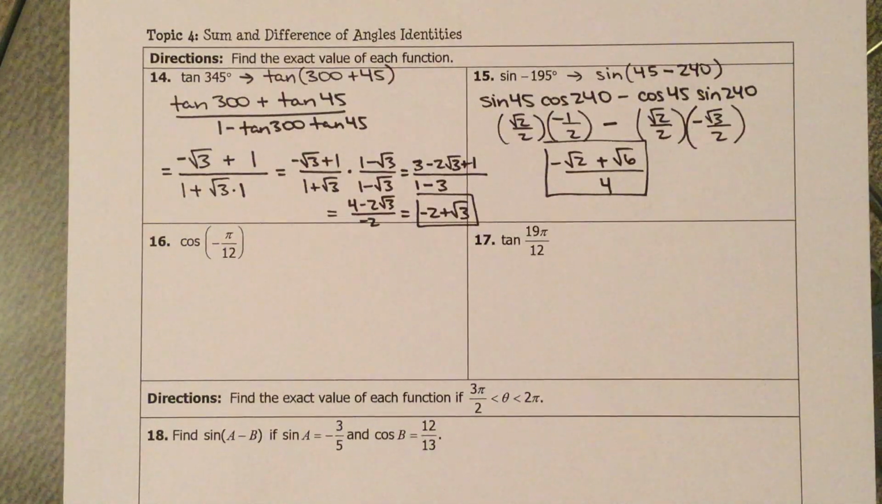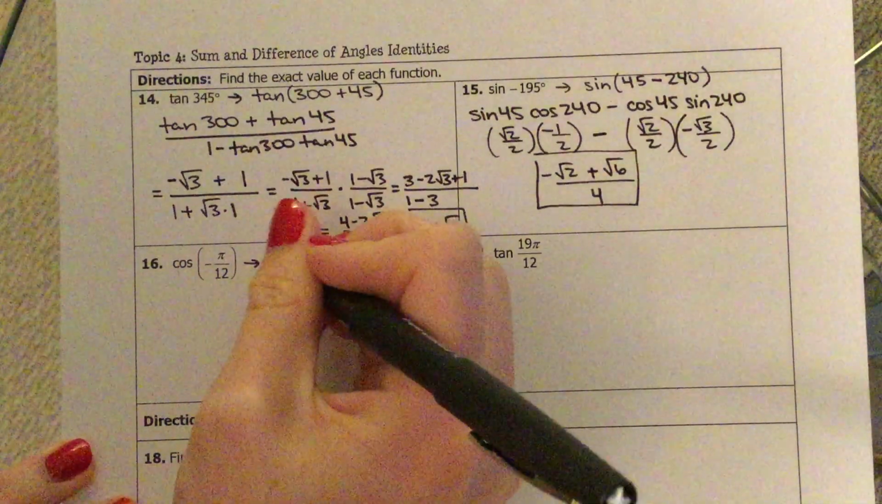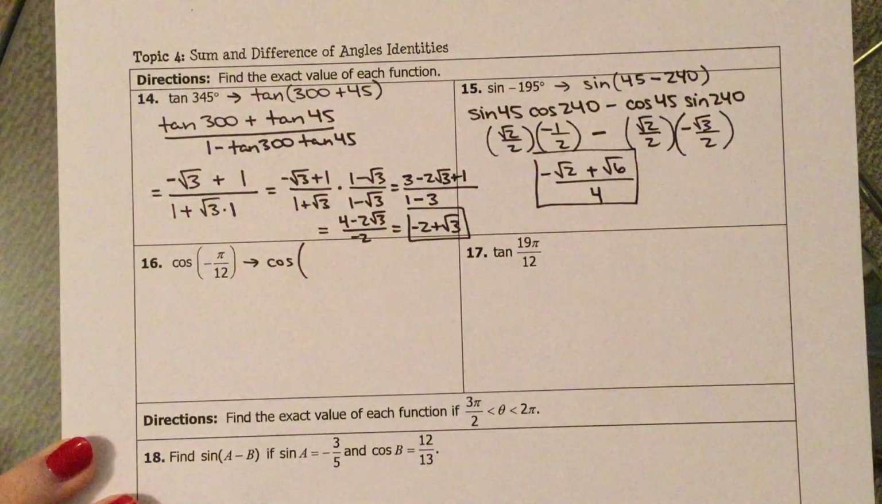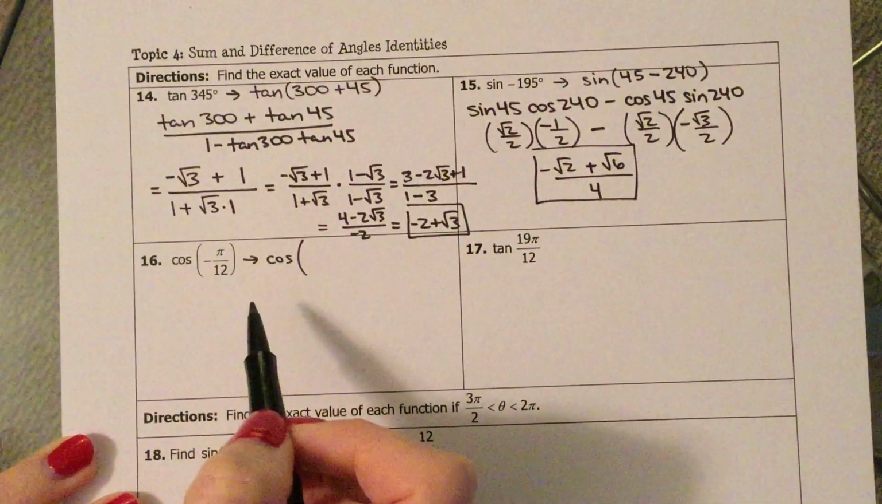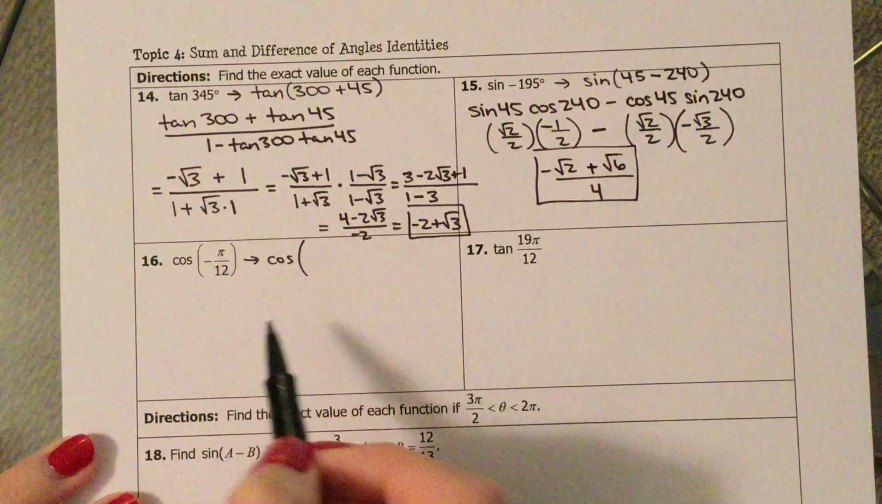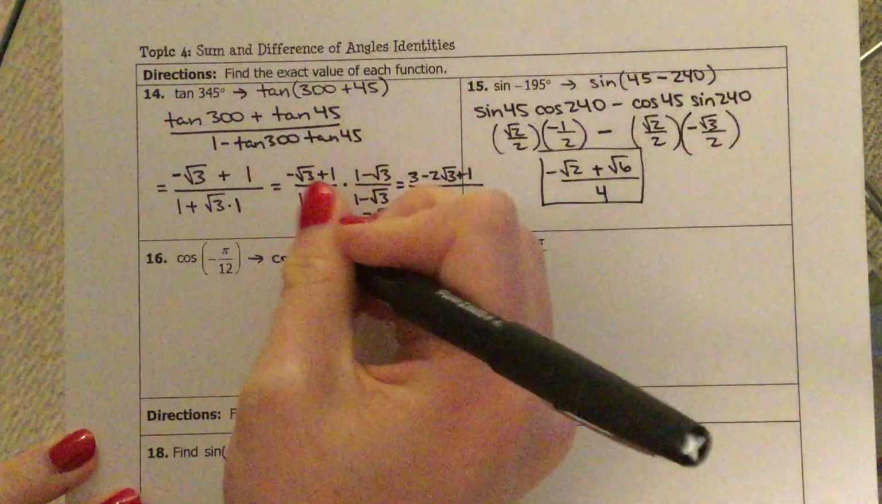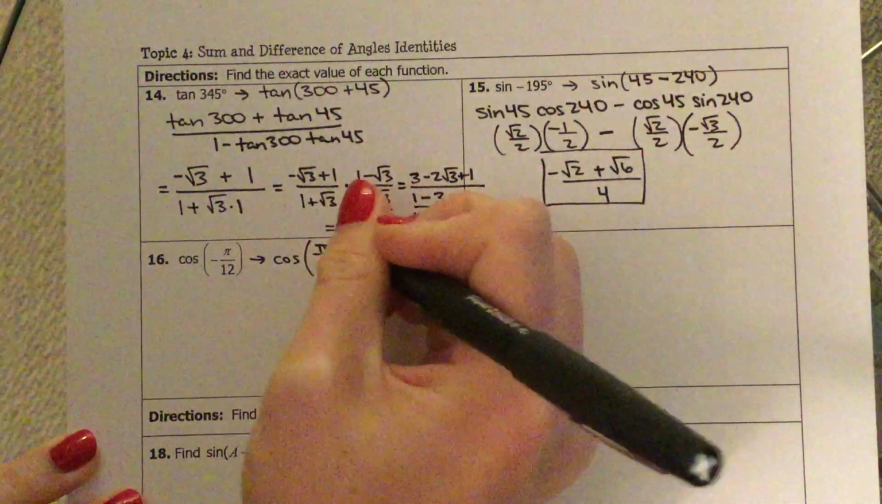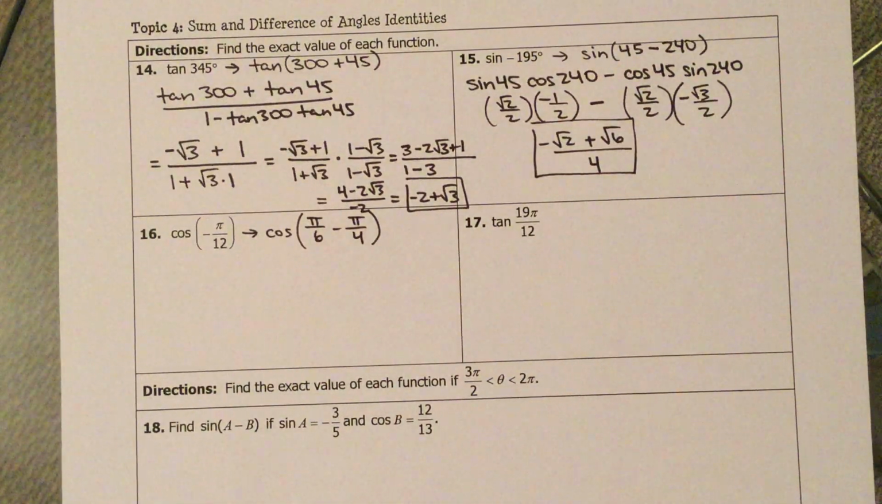Okay, next we have a negative pi over 12. So hopefully the more practice you guys got with these, the easier the radians were. So for negative pi over 12, think of that as negative 1 over 12. So that could be 2 pi over 12 minus 3 pi over 12. So that would be pi over 6 minus pi over 4. So not the easiest, but the more practice you get with radians, they'll feel easier.